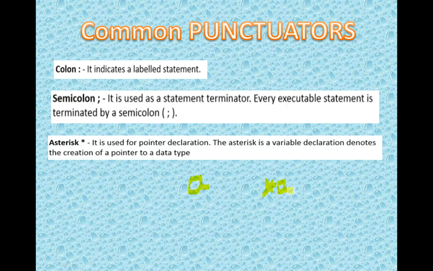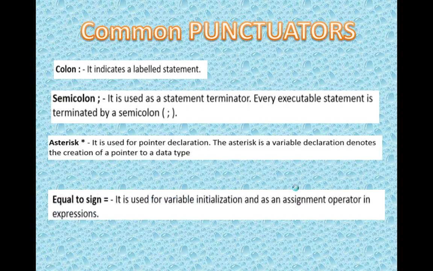That means it is used when we use pointers. This you will all understand when you start programming. Next you have the equals-to sign. Suppose I write a = 5. That means it is used for variable initialization and as an assignment operator.